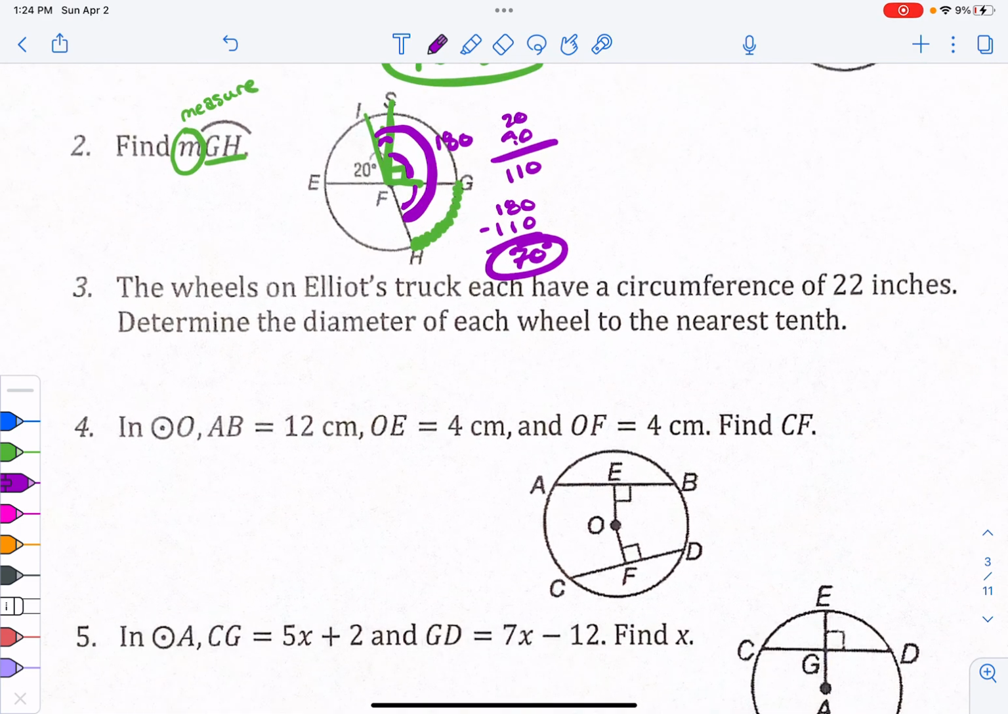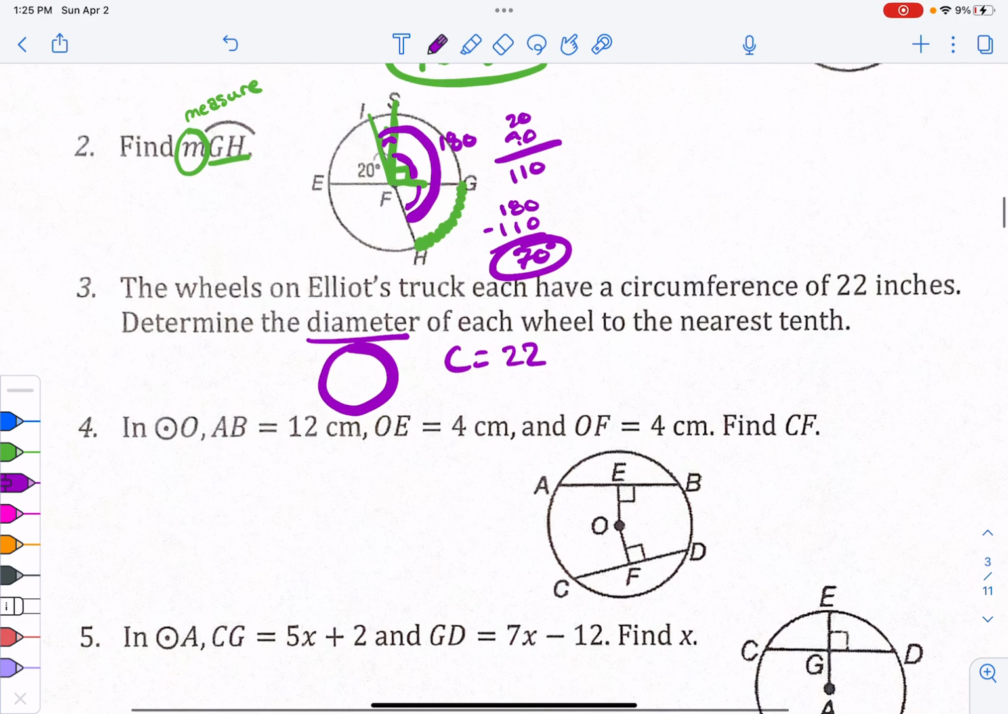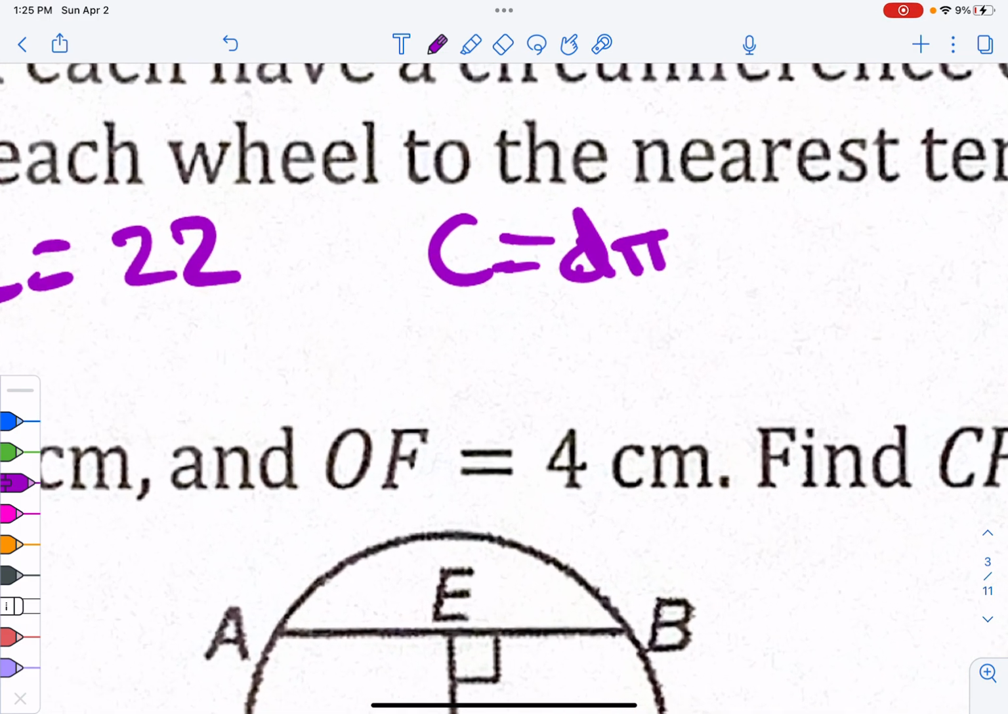The wheels on Elliot's truck, we gotta draw a picture here. The wheels on Elliot's truck have a circumference of 22 inches. Okay, determine the diameter of each wheel to the nearest tenth. Okay, so I want to know the distance all the way across. And the thing that I know is that circumference is the diameter times pi. Okay, that is a formula that you have to memorize for the test. That's one of the first ones.